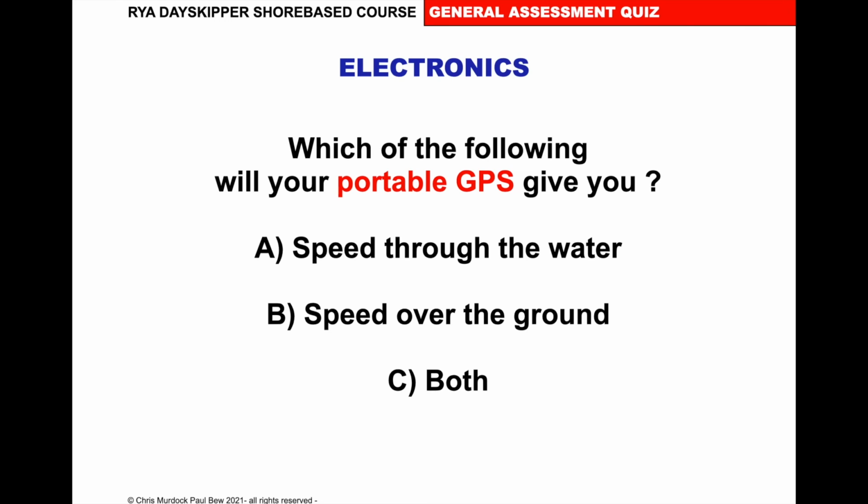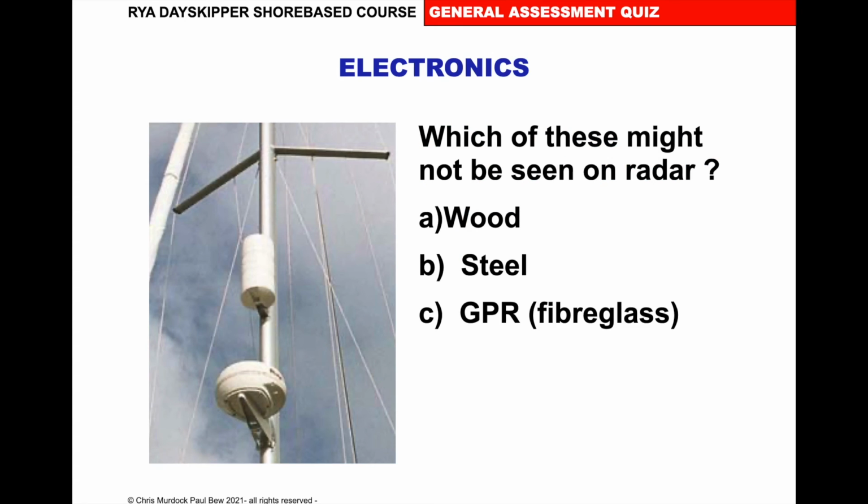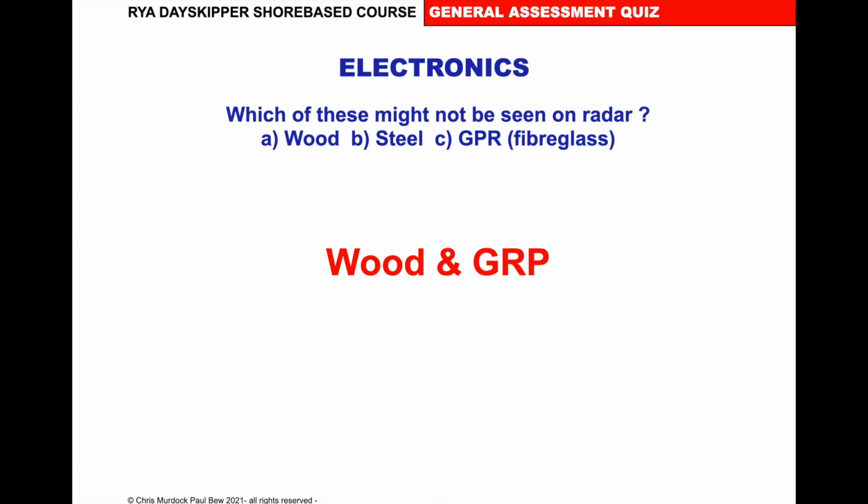Which of the following will your portable GPS give you? Speed through the water, speed over the ground, both. Let's have a look. Speed over the ground. So it only gives you speed over the ground. Which of these might not be seen on the radar? Wood, steel, GRP, fiberglass. Wood and fiberglass, GRP, glass reinforced plastic.